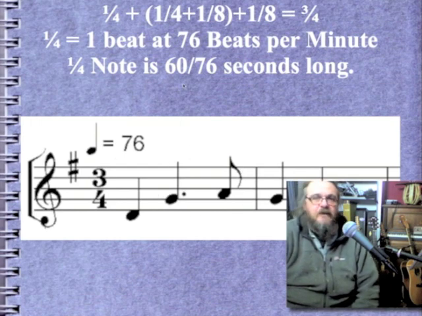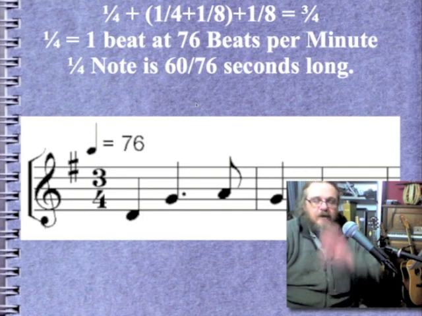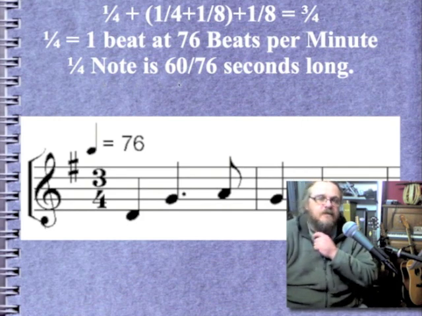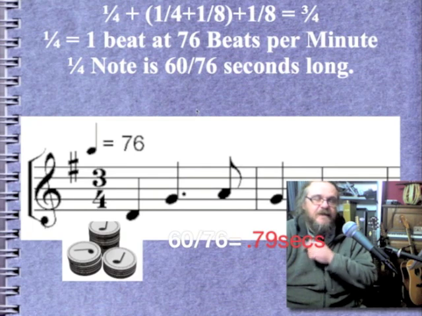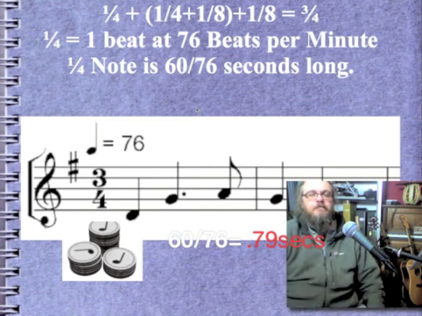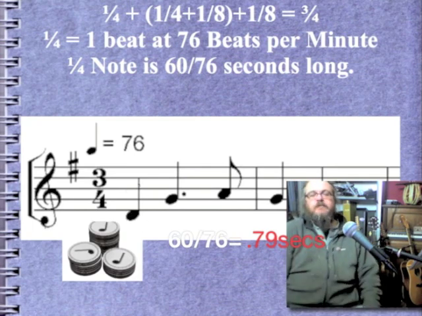And each of those quarter notes is worth 60 seconds divided by 76. So there's 76 beats per minute, which is 60 seconds. And so that's how big each of those quarter notes is.